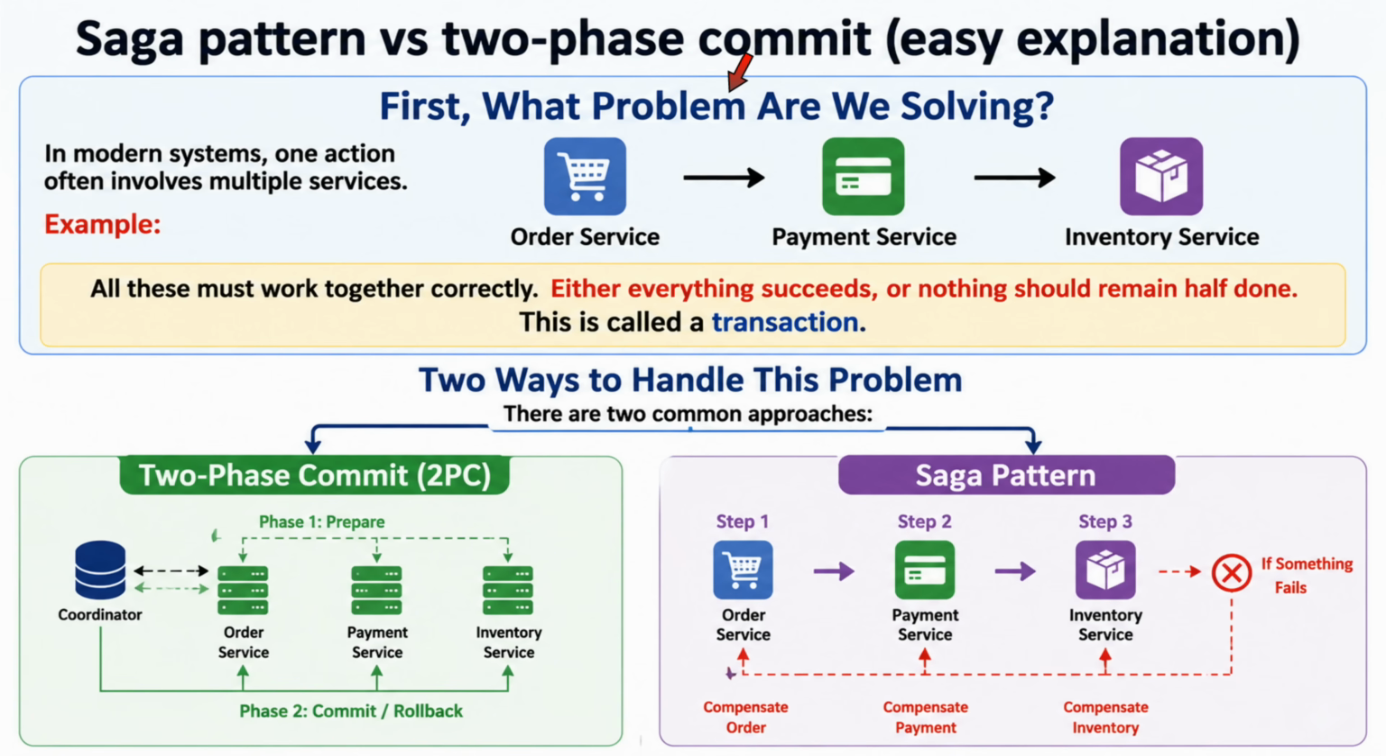Now the question becomes, how do we manage transactions across multiple services? There are two common solutions. One is two-phase commit. The second one is Saga pattern. Now let's understand both in a simple way.